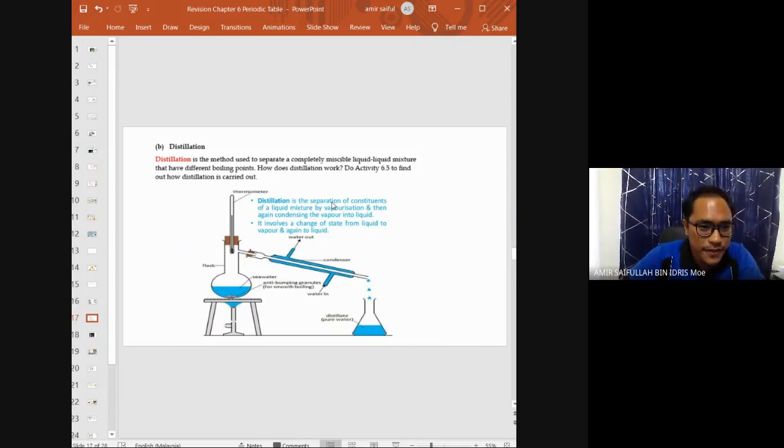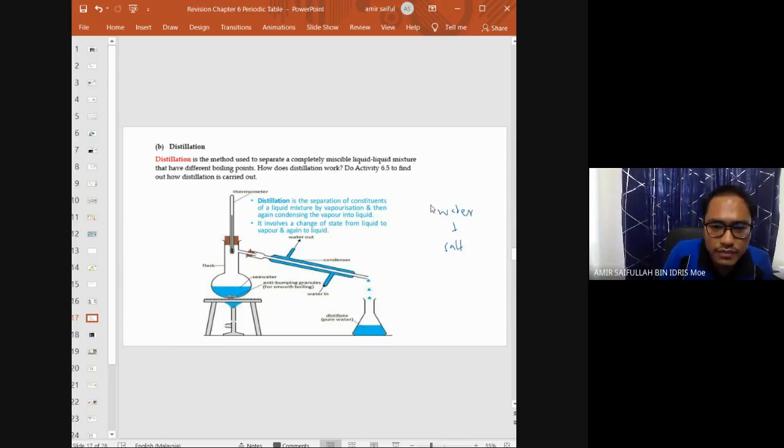Okay. Next is the distillation. It is the method used to separate a completely liquid mixture that has different boiling points. So how does distillation work? Okay. So you can see seawater is mixed with water and salt. Water has a different boiling point, salt has a different boiling point.